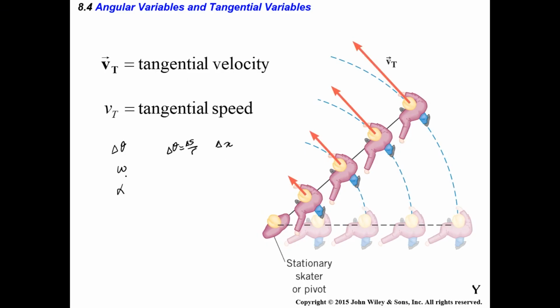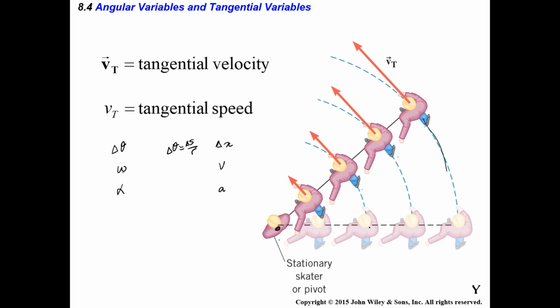Similarly, I want to find a relationship between the angular velocity and the actual velocity, or the translational velocity, of the object. And I want a relationship between the angular acceleration and the linear acceleration of the object. Namely, you can look at this person here who is moving in a rotational motion around a stationary skater. So here we have multiple skaters.